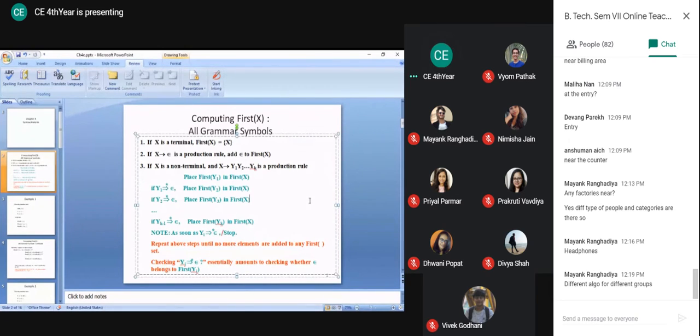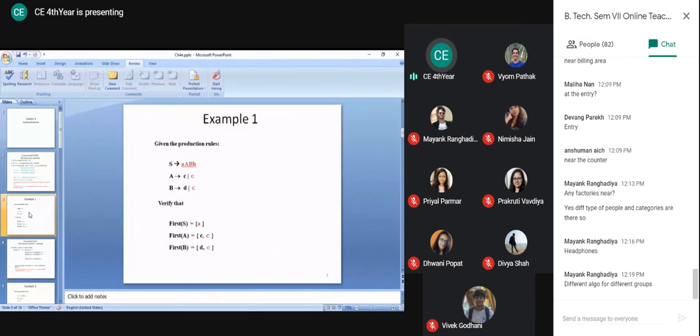So whatever is in the last symbol, terminal or non-terminal, first of yk will be placed in first of x if y1, y2 up to yk minus 1, all symbols, not any one, I am talking about all symbols, are deriving null. Then we can put the elements which are in first of yk in the first of x. So this is how we can construct the first set for any non-terminal. So now let us see this with an example.